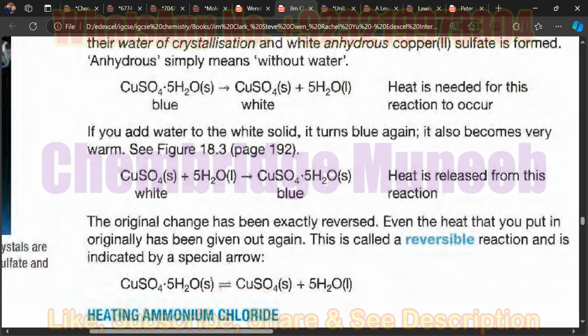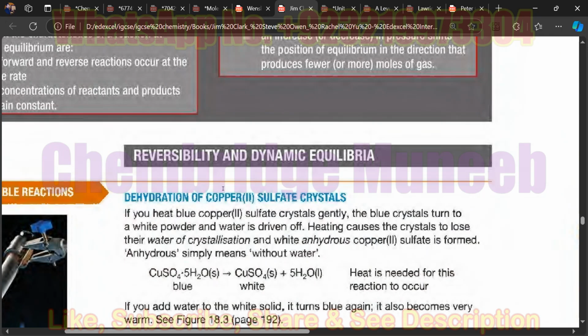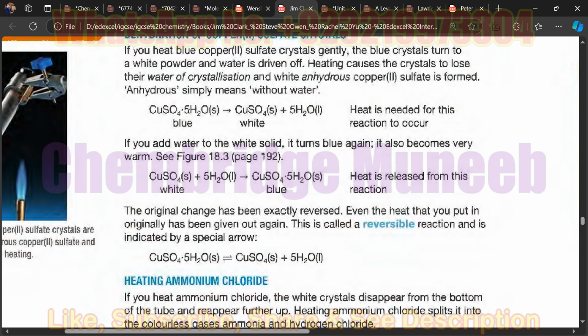And the products can react with each other to give back the reactants. That is called the reversible reaction. We can take the example here of the dehydration of copper sulfate crystals. Basically, copper sulfate crystals can exist in two different states.